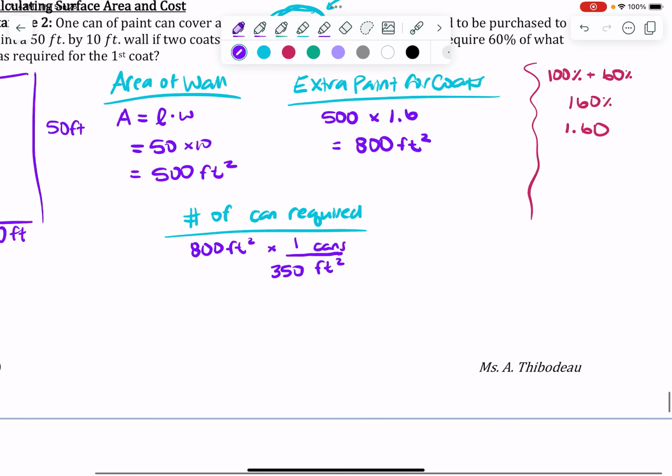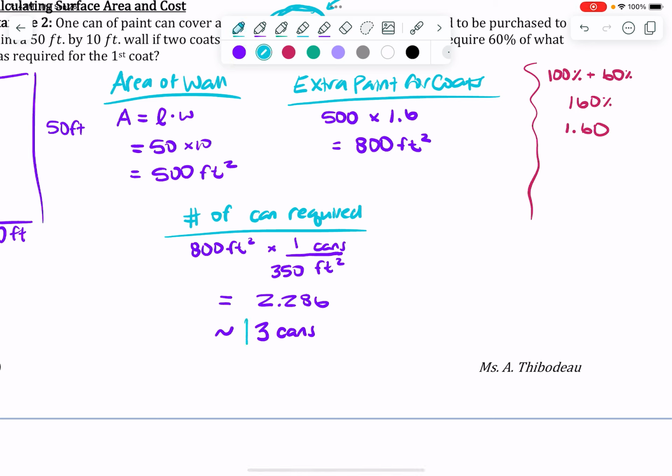When I plug this in, I get 2.286, blah, blah, blah. That actually might be the whole number. But I know it doesn't really matter about those decimals. I'm about to get to my final answer, and I have to round that final answer. I always have to round up, because if I rounded down to 2, I wouldn't quite have enough paint to cover all of my area. So I need 3 cans rather than 2.